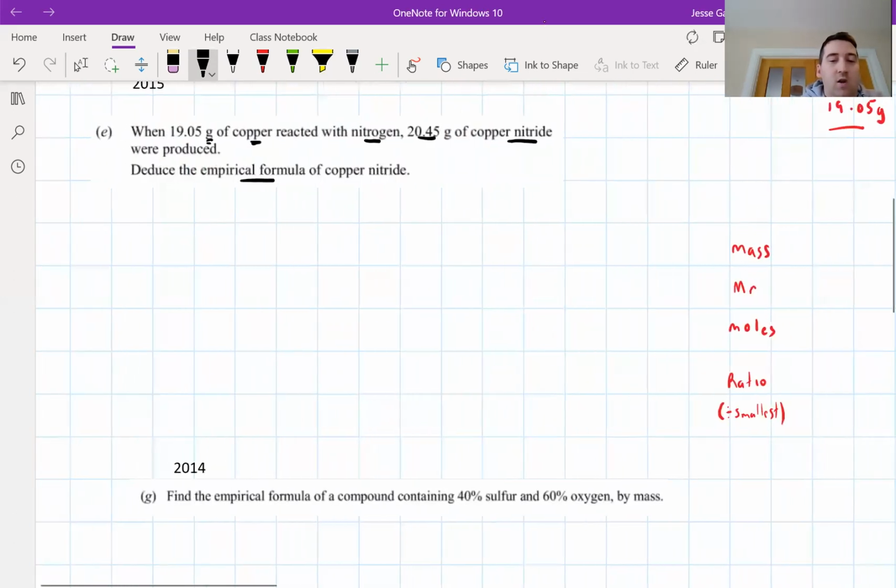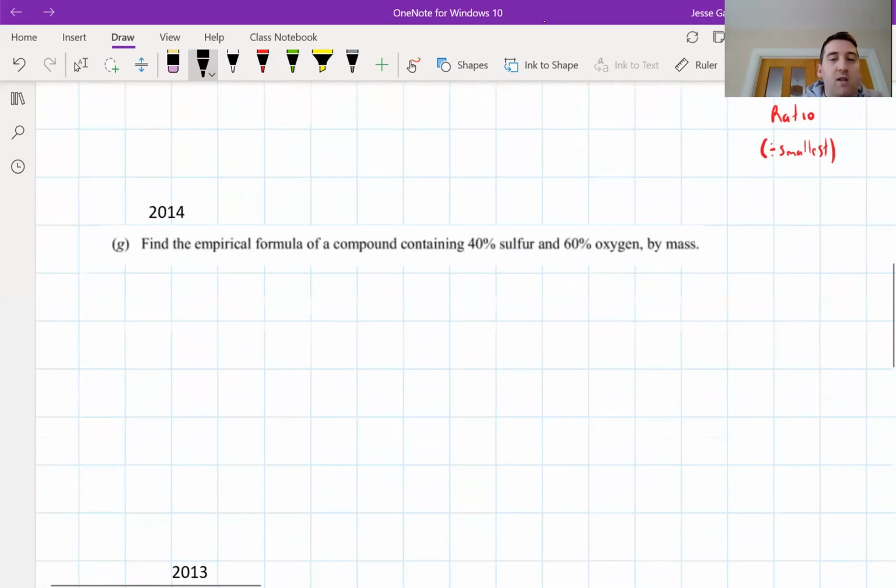Let's take a look at the next one. All right, next one's pretty straightforward. It's like the first one. Find the empirical formula for a compound containing 40%, so you give them percentage, sulfur and 60% oxygen by mass. Again, I'm not much help here at all. Pause the video and do this. You should be able to do this now.